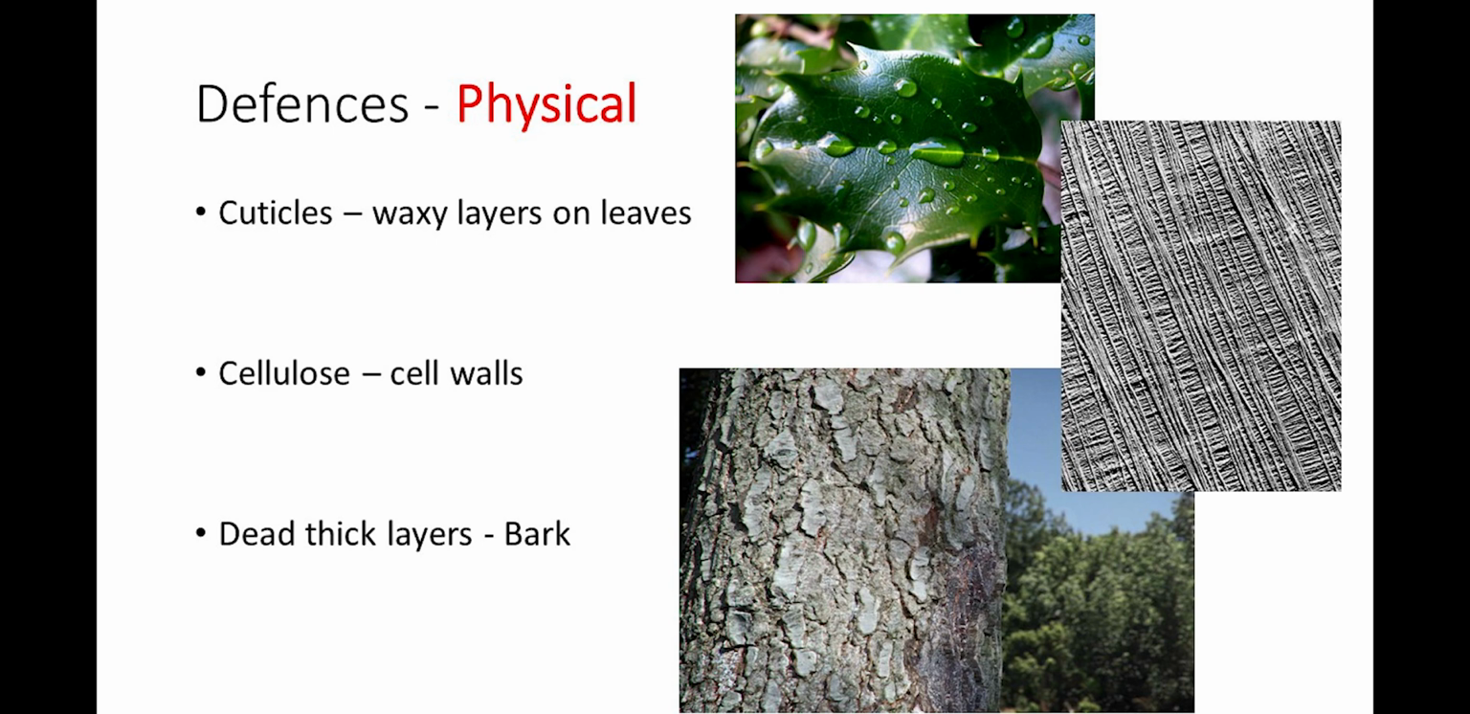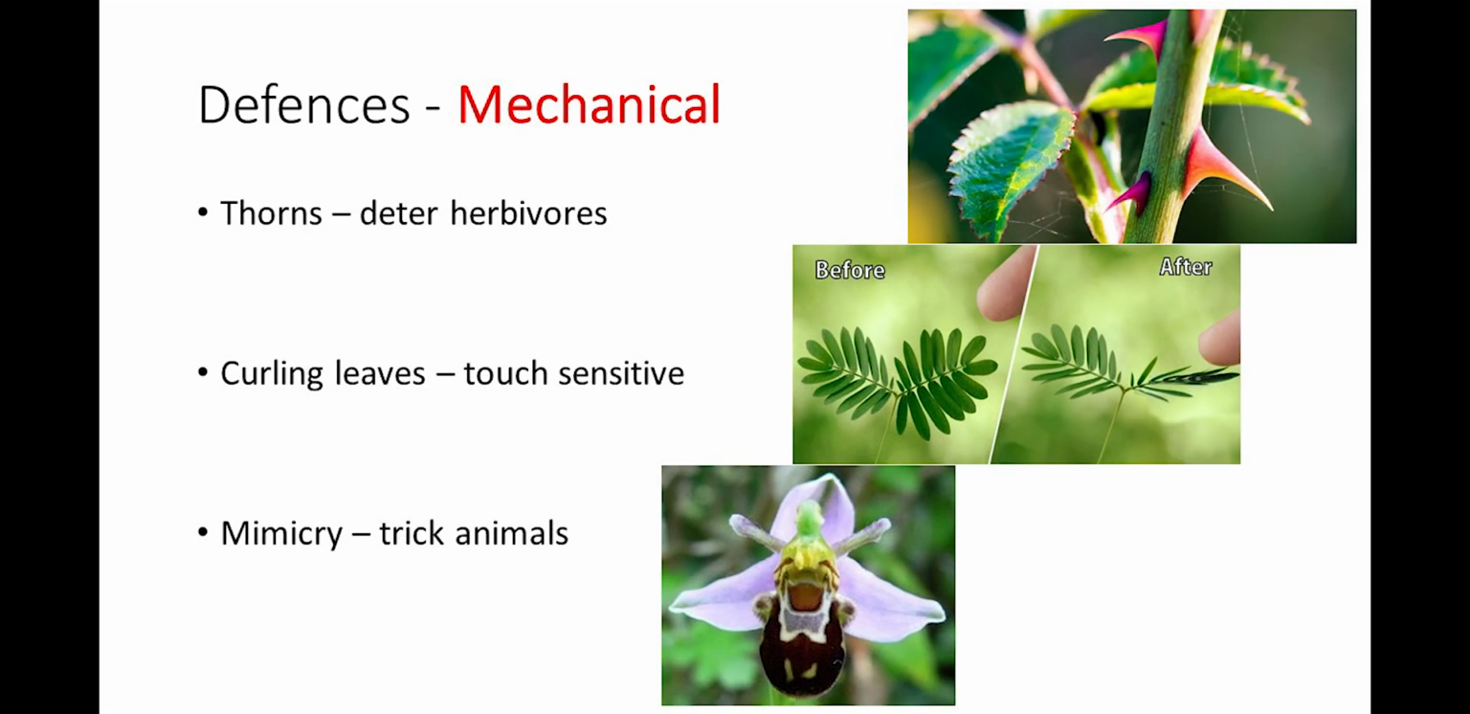So to recap, we've got our physical defences, which are our cuticles, our cellulose cell walls and our bark, as we've discussed. We've got our mechanical defences, like our thorns. Some leaves can also curl up when you touch them, and some leaves and flowers mimic other plants or other animals to make themselves look unappetising.